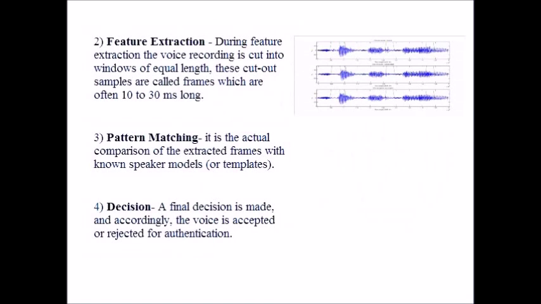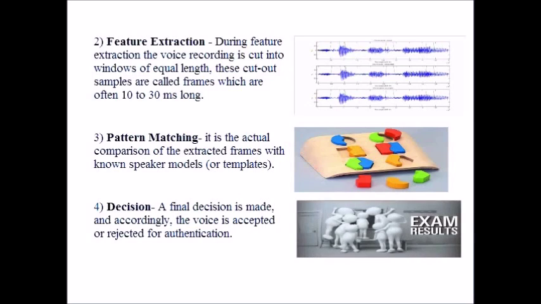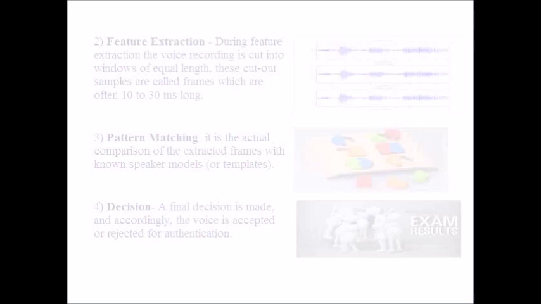Second is feature extraction. During feature extraction, the voice recording is cut into windows of equal length. These cutout samples are called frames, which are often 10 to 30 milliseconds long. Third, pattern matching. It is the actual comparison of the extracted frames with known speaker models or templates. This results in a matching score which quantifies the similarity between the voice recording and a known speaker model. Fourth, decision. A final decision is made, and accordingly, the voice is accepted or rejected for authentication.